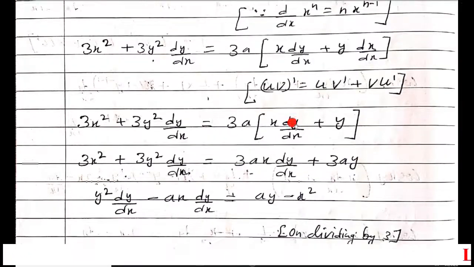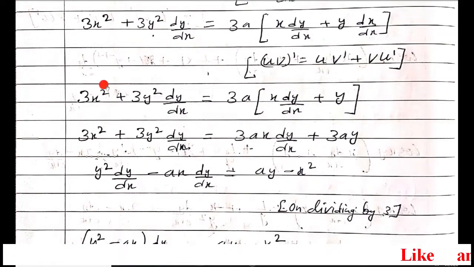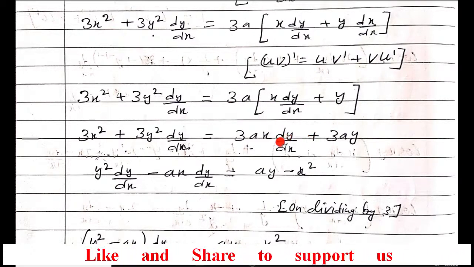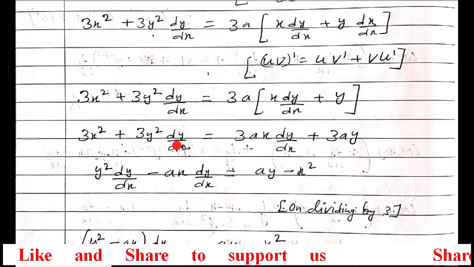Now in the next step, these two terms as they are, and this 3a as it is. Here we also can't do anything. Now here dx over dx is 1. Now open the bracket, so 3a will distribute to both. Here also dy over dx and here also dy over dx.